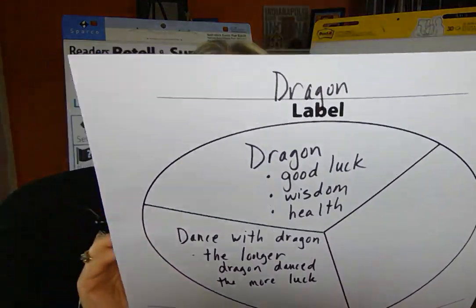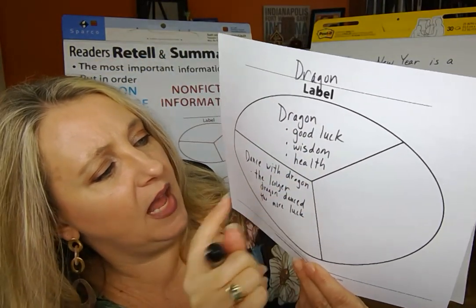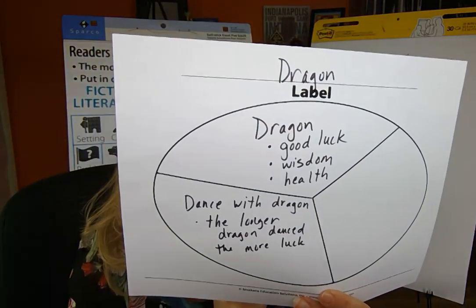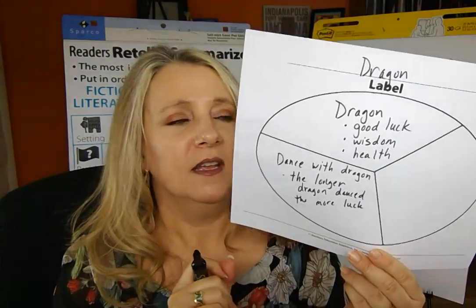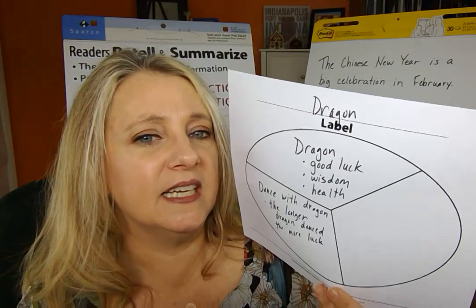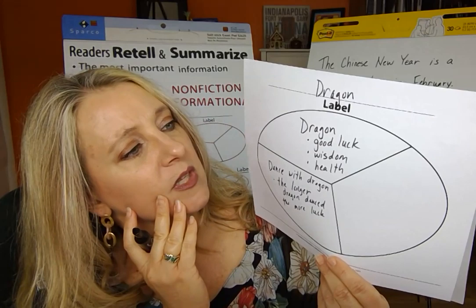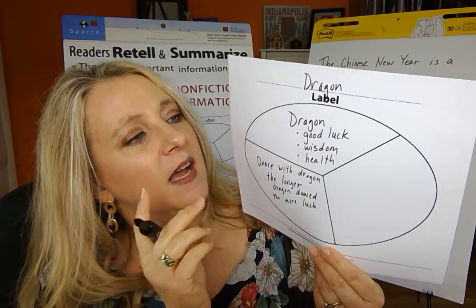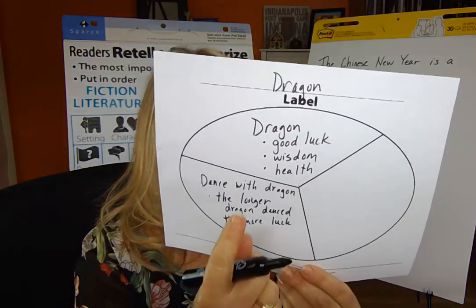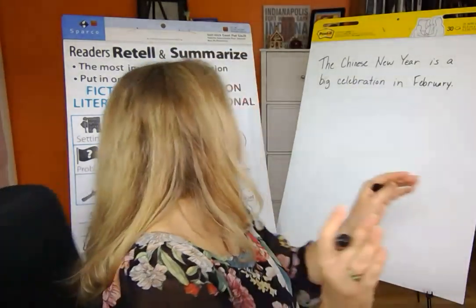Okay, so here's the next part. Dragon, good luck, wisdom, health. Dance with dragon. The longer the dragon dance, the more luck. What do we want to say? So maybe something about the people think, or the dragon is. The dragon is a symbol. Oh, I like that word. The dragon is a symbol of good luck and brings wisdom and health. Oh, perfect. I love that word.